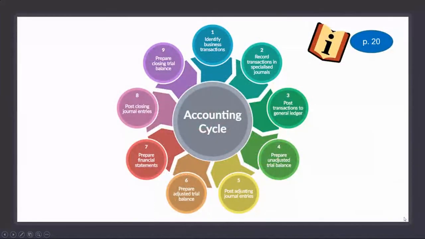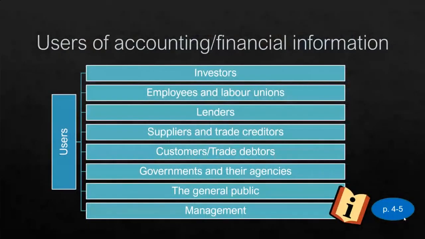Now let's talk about the users of the accounting information. Be sure that you know the difference between the various users and why they actually prefer using the information. So let's quickly discuss the different types of users. We've got investors, so that is someone that provides capital to a specific business. So they give you money, and in exchange you will pay them dividends in the future as the business grows.